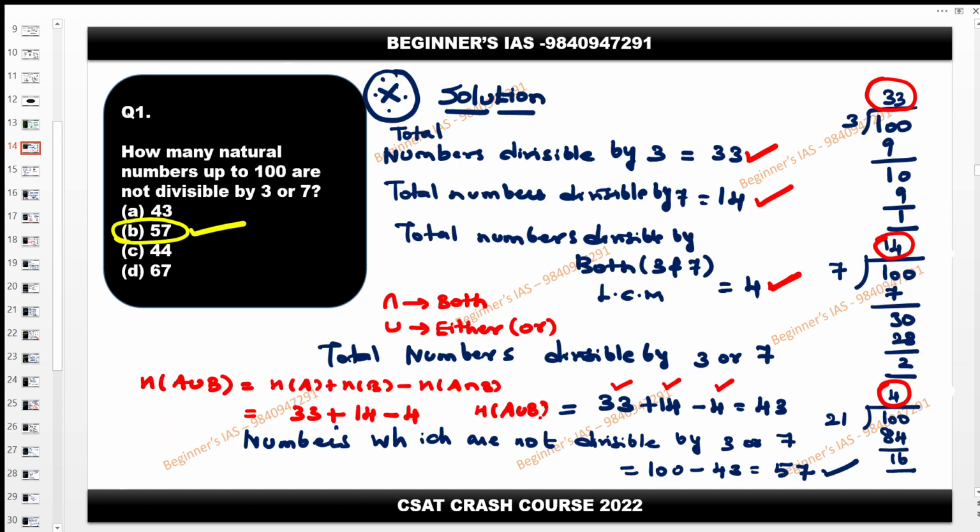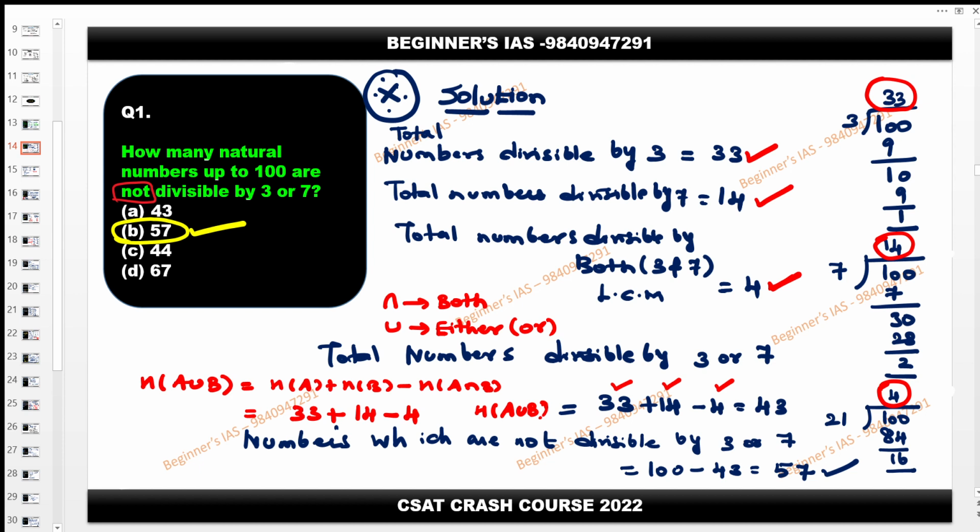So next one. This is a very important model. This model was asked in previous years. Very important model: how many natural numbers up to 100 are not divisible by 3 and 7? Understand very carefully. The question is dealing with not divisible. Underline this: not divisible. The first thing you need to do to solve this problem: how many natural numbers up to 100 are not divisible?